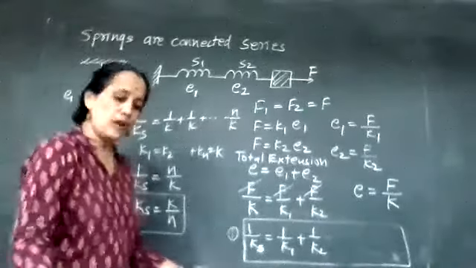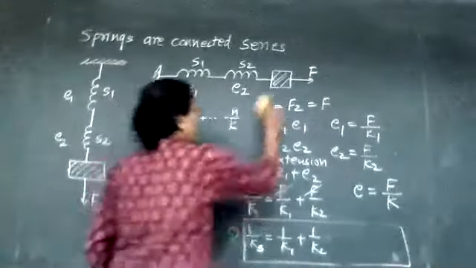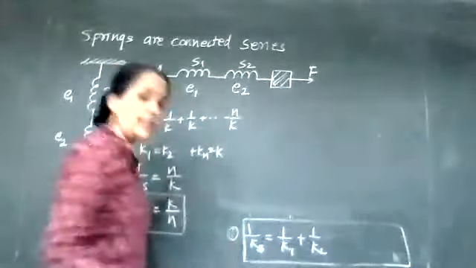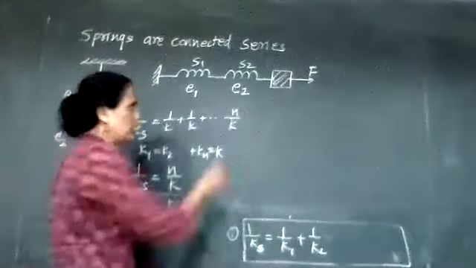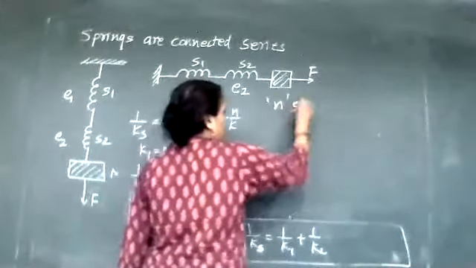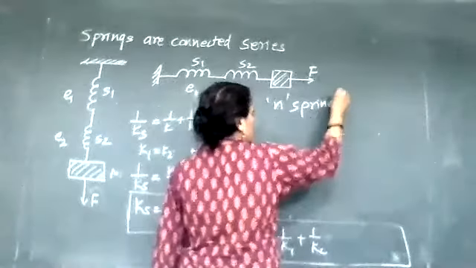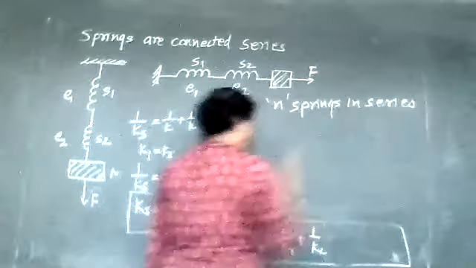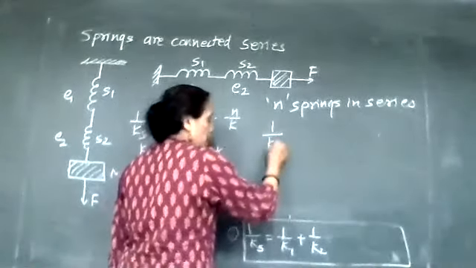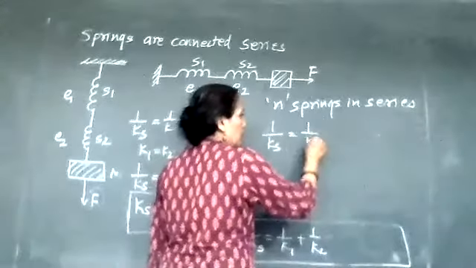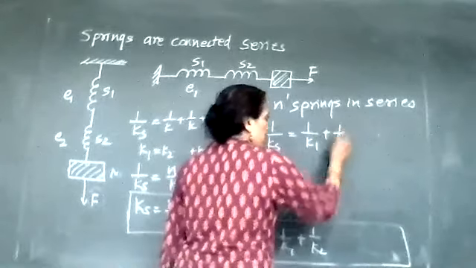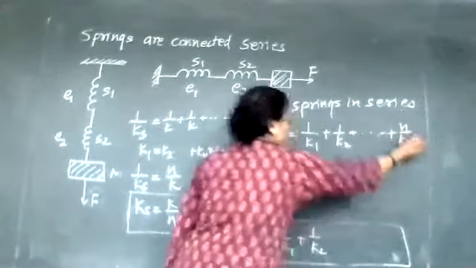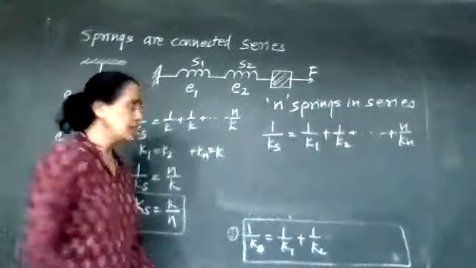Instead of that, if I am connecting a number of springs, say I am going to connect n springs in series combination, then this formula will become 1 upon Ks is equal to 1 upon K1 plus 1 upon K2 up till 1 upon Kn. This is the second formula.